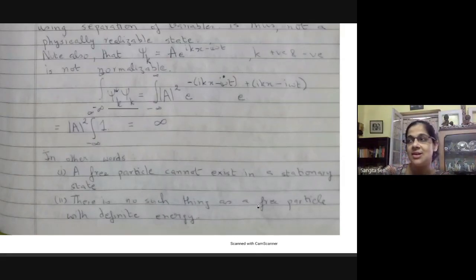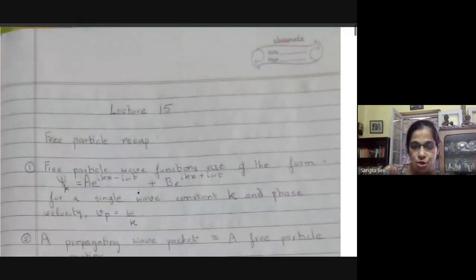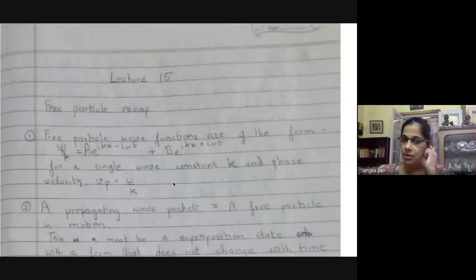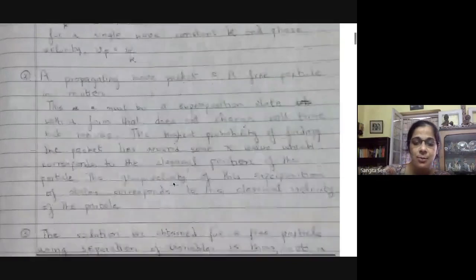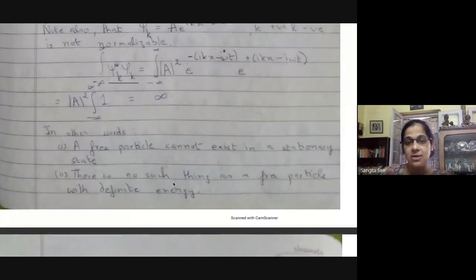So a stationary state is characterized by the wave functions where the position and time are two factors. Okay. And this also means that there is no such thing as a free particle with a definite energy. Because each of these wave functions that you obtain as a solution of the Schrödinger equation are stationary states and are associated with a definite energy. This will become clear when we go on to the particle in a one-dimensional infinite well, where you can actually have a particle which has a definite energy.